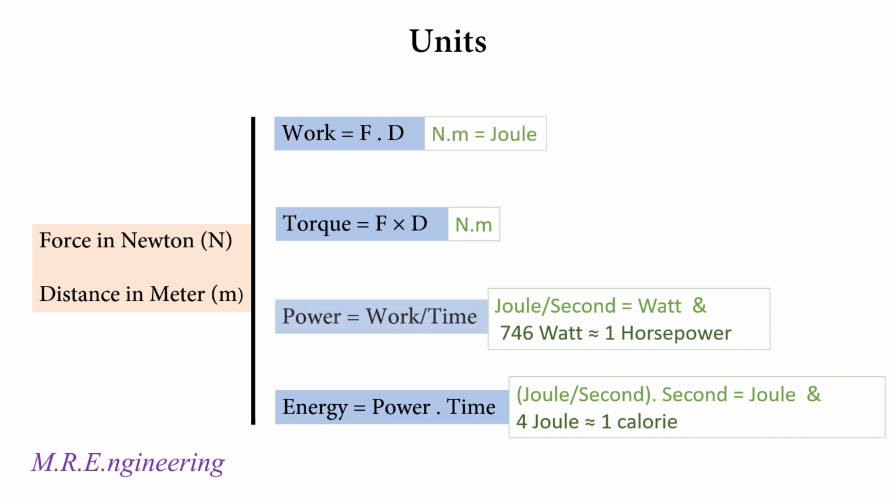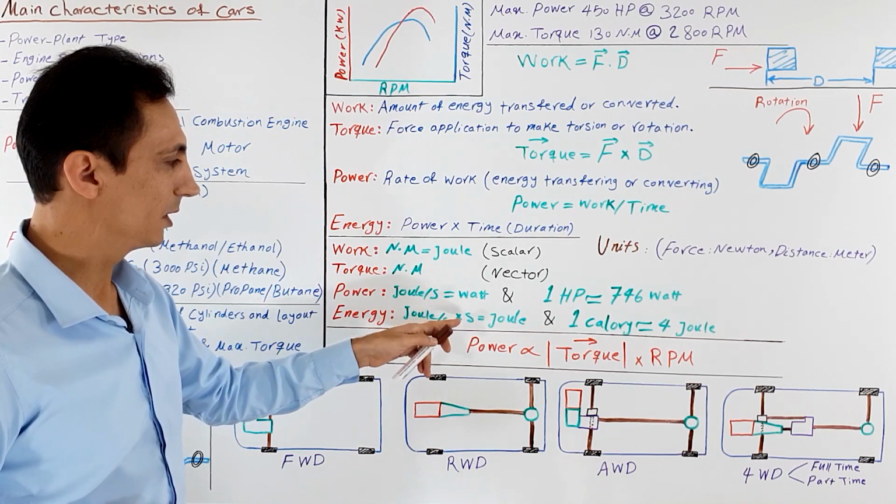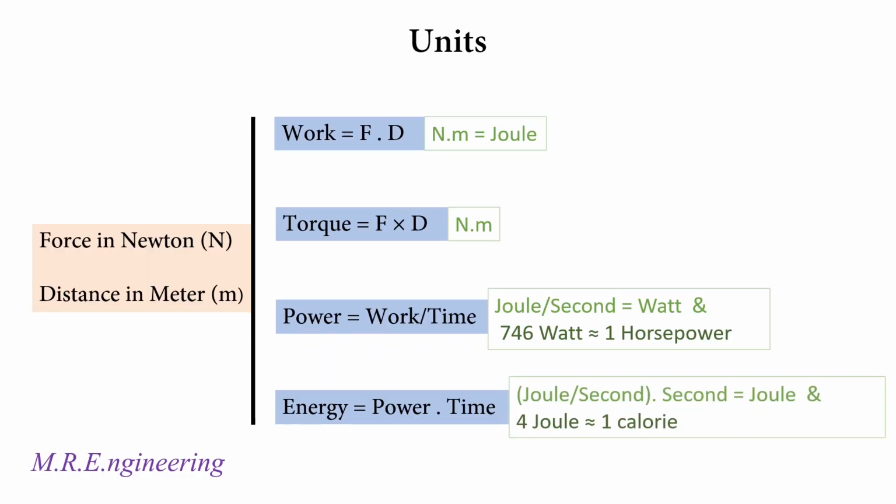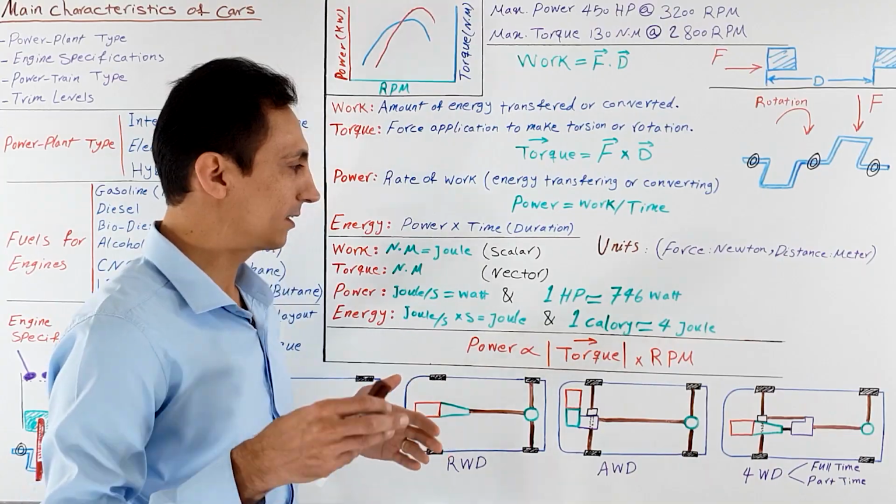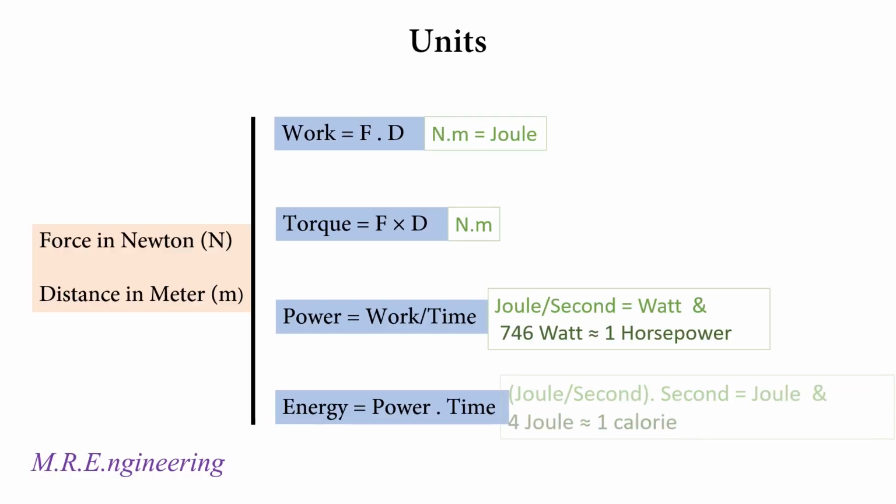And as I said, power is work over time, so joule per second, and 1 joule per second is defined as 1 watt. We also have another unit for power, horsepower, and 1 horsepower is almost equal to 746 watts. And energy, according to the definition, is power multiplied by time, so joule per second multiplied by second equals joule. We also have another unit for energy that all of you know, the calorie, and 1 calorie is about 4 joules.